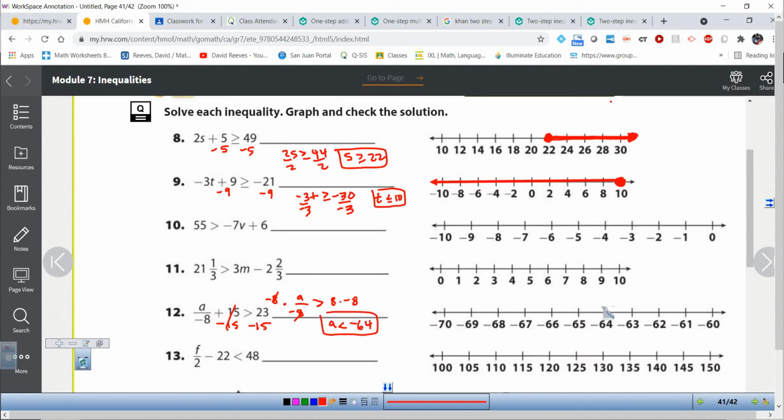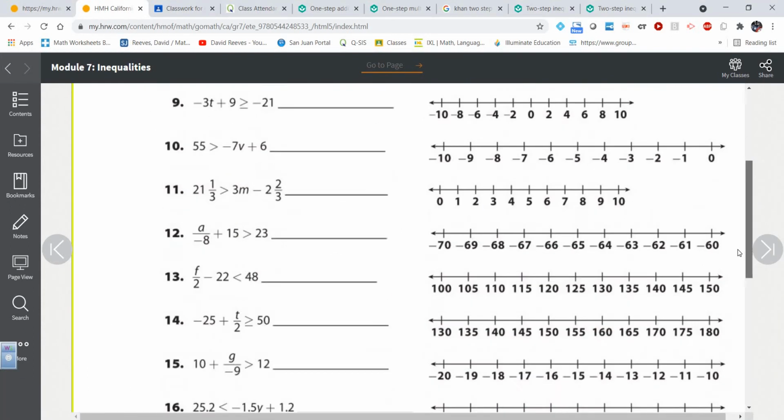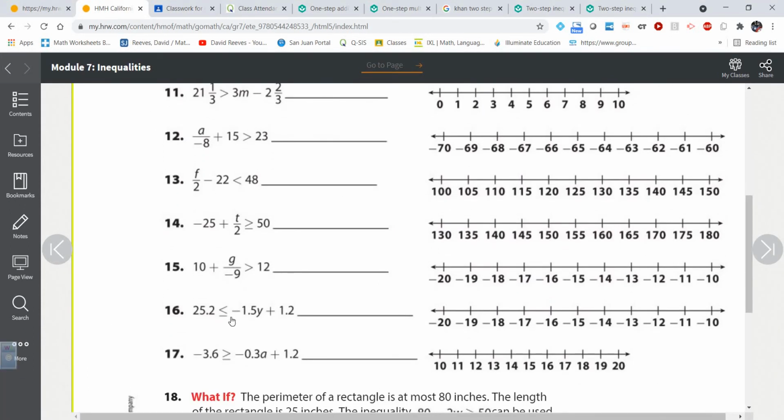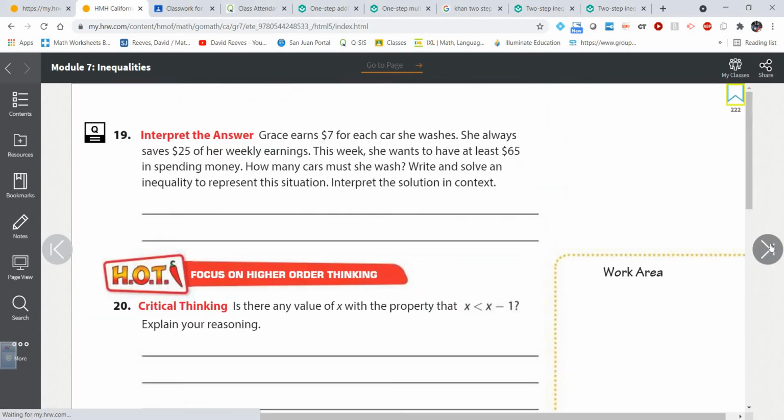So when I go to negative 64, I'm going to put an open circle. All right, and then I'm going to go to the left because those are where the values are less than negative 64. All right, so there are some more practice problems on solving inequalities. By the way, if you get one with a decimal or a fraction, you are welcome to use a calculator. The process is not any different.